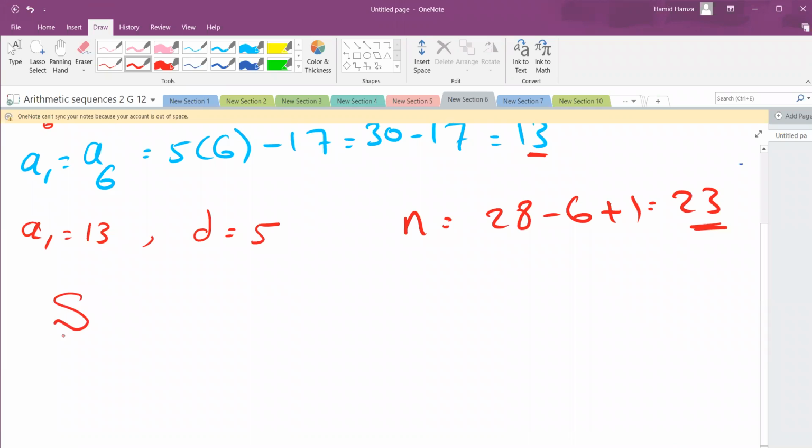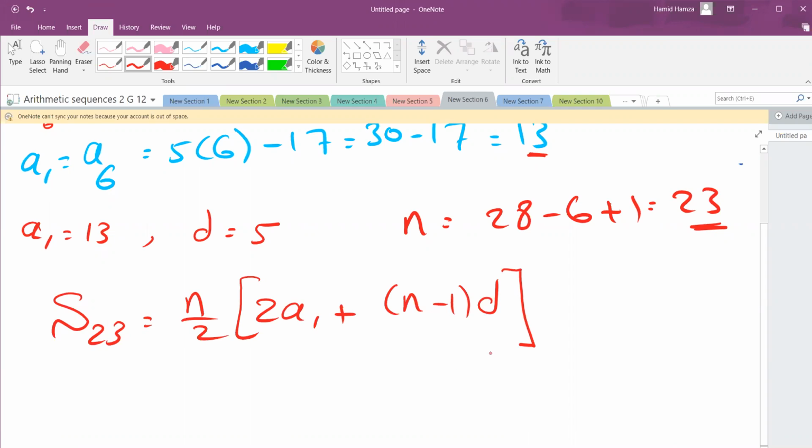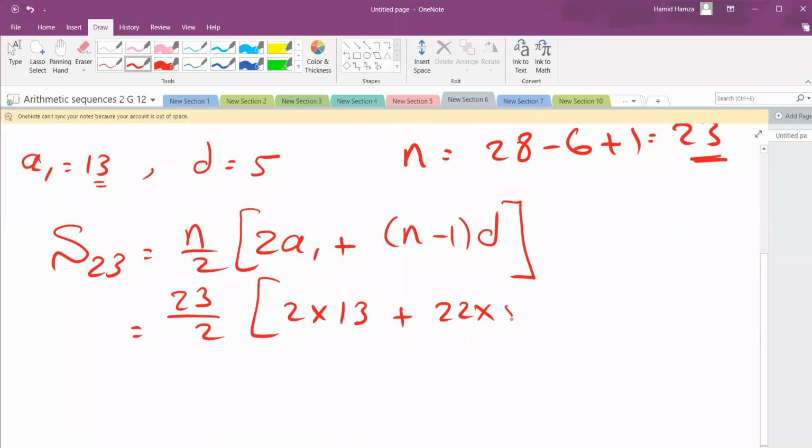Now let's write the formula. We wanted to find S23, which will equal n over 2 multiplied by 2 A1 plus n minus 1 multiplied by d, like this. We'll substitute, so it will be 23 over 2 multiplied by 2 A1, in this case 13, plus n minus 1, which will be 22, multiplied by d. D is, let's go up, yes, 5. So one of you give me the answer.